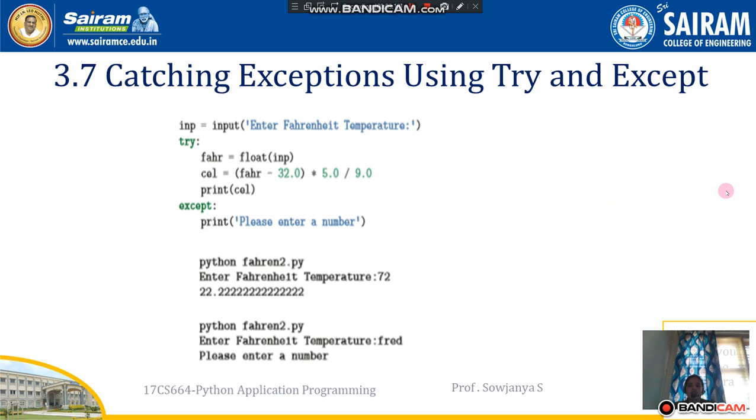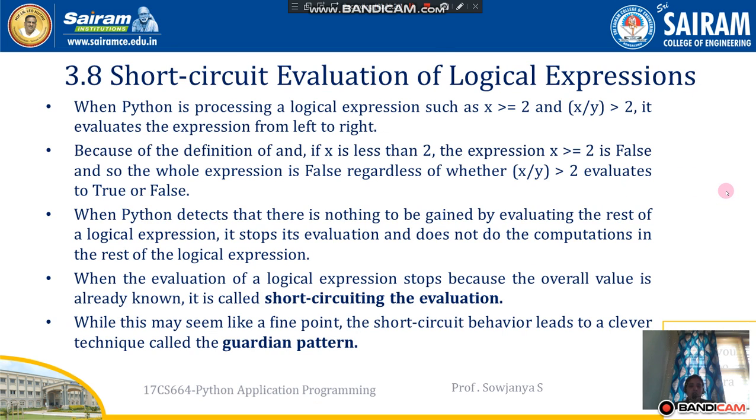The next one is short circuit evaluation of logical expressions. When Python is processing a logical expression such as x greater than or equal to 2 and x divided by y greater than 2, it evaluates the expressions from left to right. So I have two expressions here: x greater than or equal to 2, and x divided by y greater than 2. The evaluation is done from left to right according to the rules of precedence.